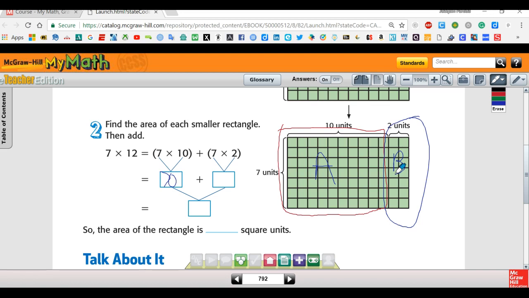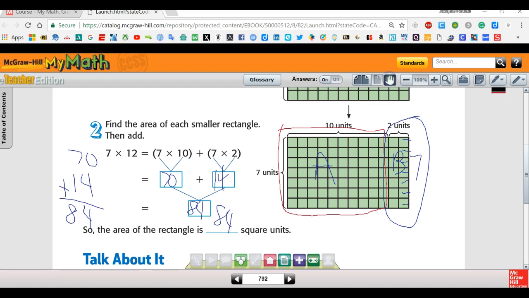How do I know it's 7? Because I have 1, 2, 3, 4, 5, 6, 7. Okay. So width is 7. So 2 times 7 is 14. And then I add those together. So 70 plus 14. 0 plus 4 is 4. 7 plus 1 is 8. 84. So that whole shape is 84 square units.